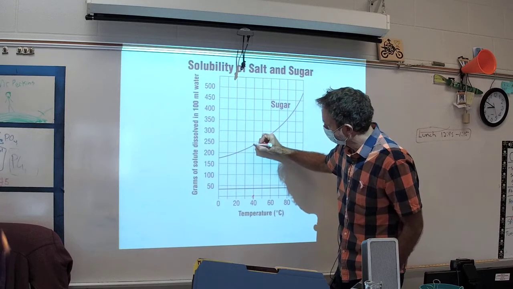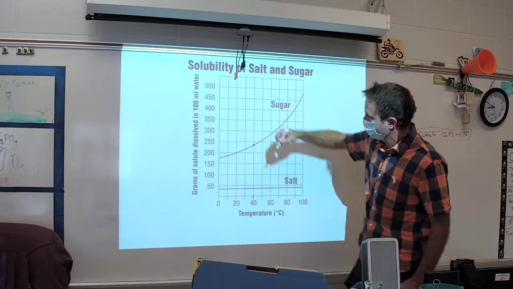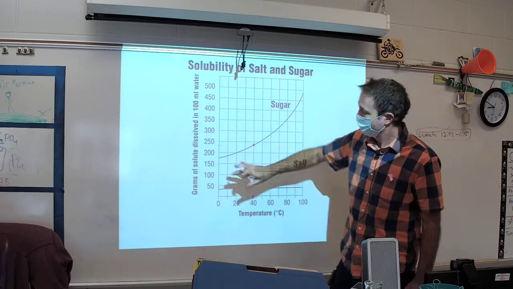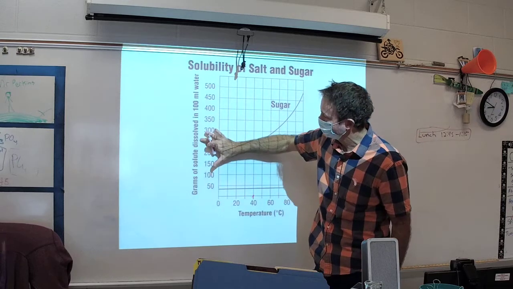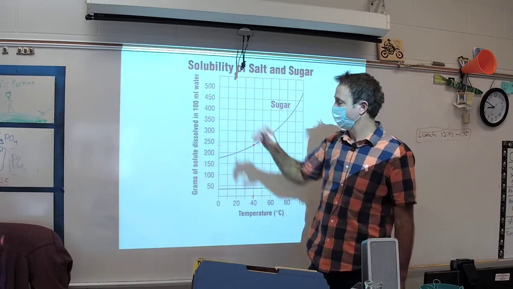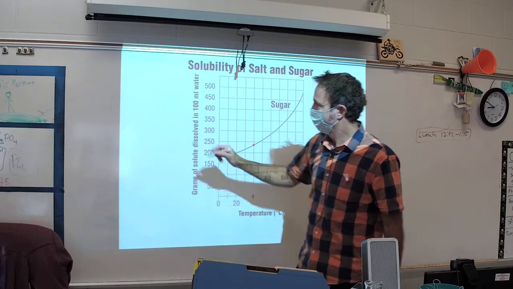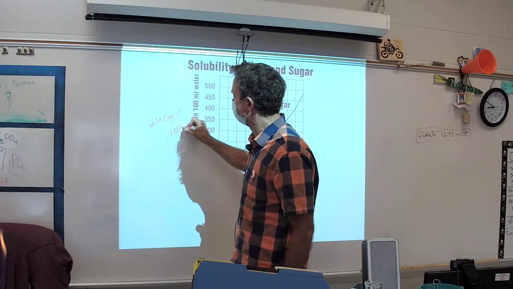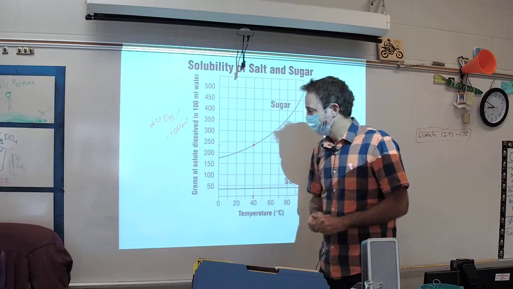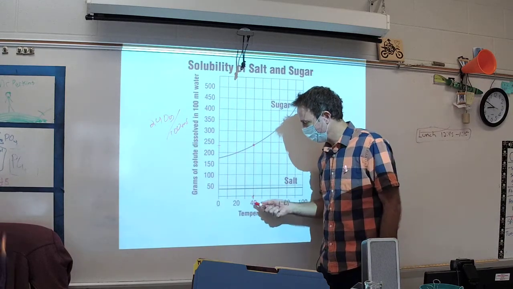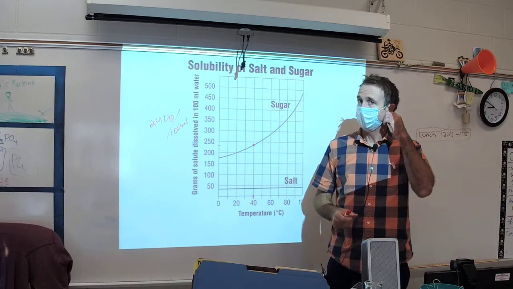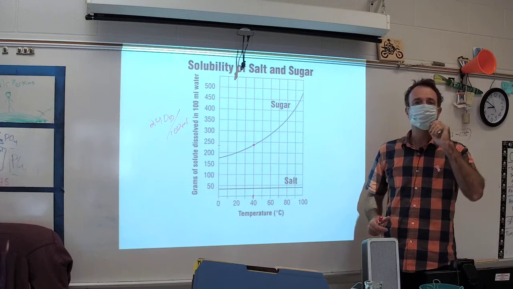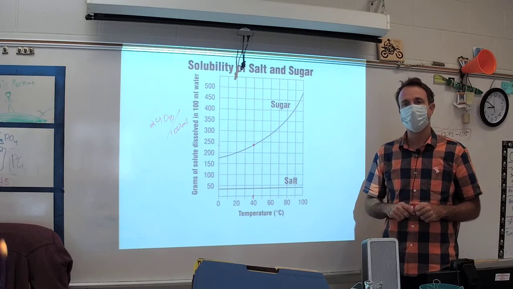The solubility of sugar at 40 degrees Celsius is about 240, and you see this as grams of solute dissolved in 100 milliliters of water. So 240 grams per 100 milliliters. That's the solubility of sugar at 40 degrees Celsius water. 40 degrees Celsius is a little over 100 degrees Fahrenheit. Does that make sense to everybody?